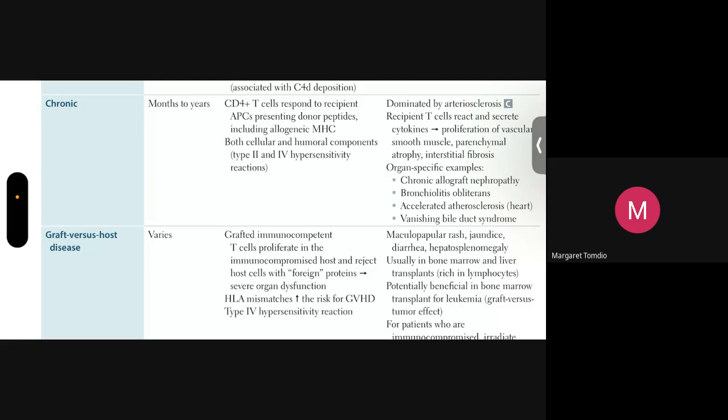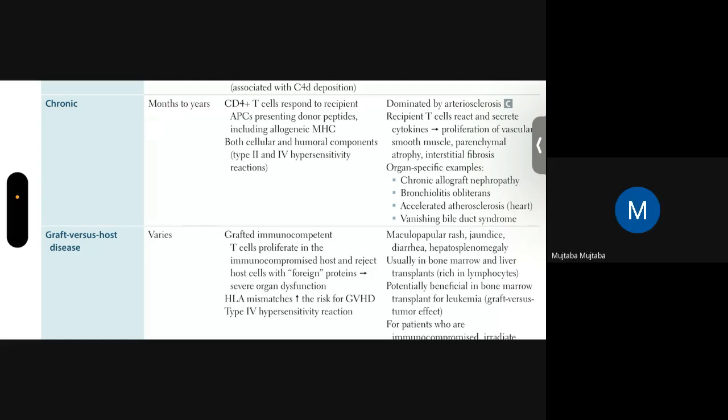So this was the concept of graft versus host disease. Are you guys clear? Let's read the text now. Are you guys clear what the concept of graft versus host disease is? That's basically the graft causing problems within the recipient.